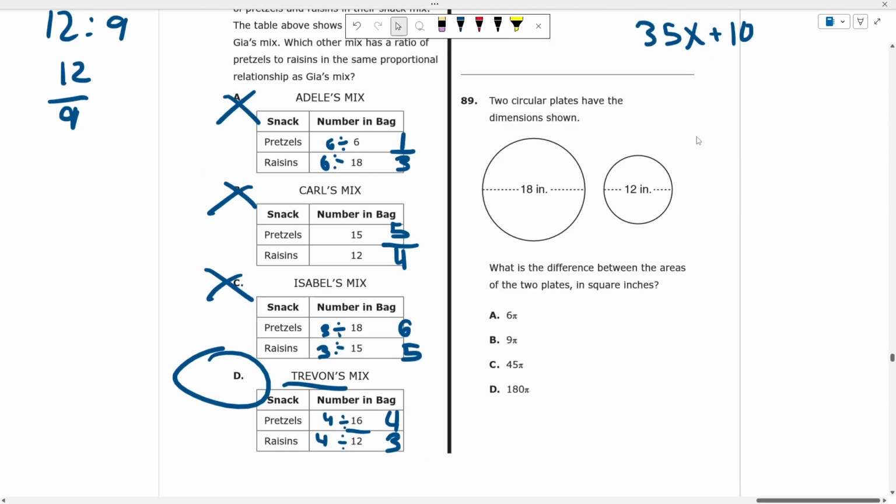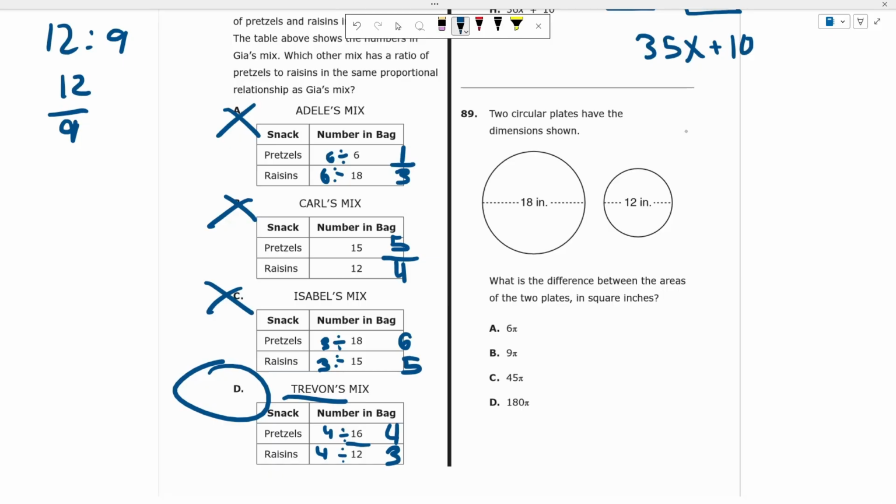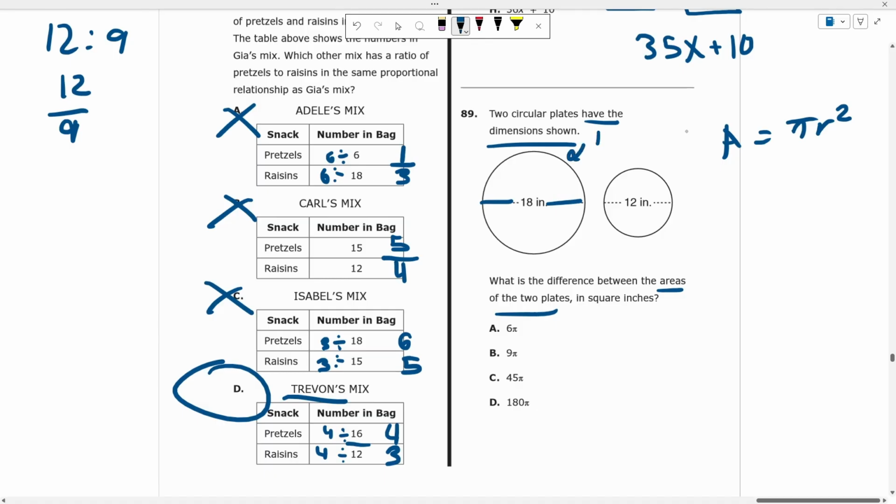Number 89 says that the 2 circular plates have the dimensions shown. What is the difference between the areas of the two plates? So we know that area is equal to pi r squared. However, these are not my radii, right? Don't get that confused. These are actually diameters.